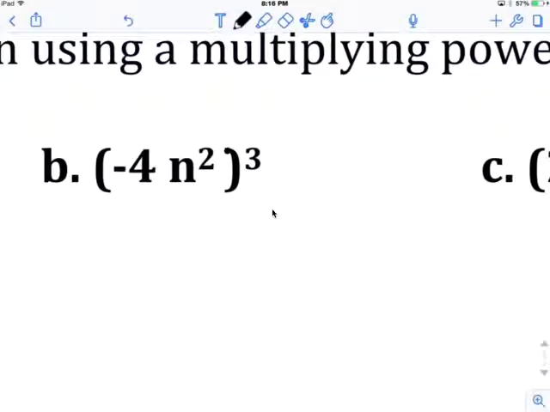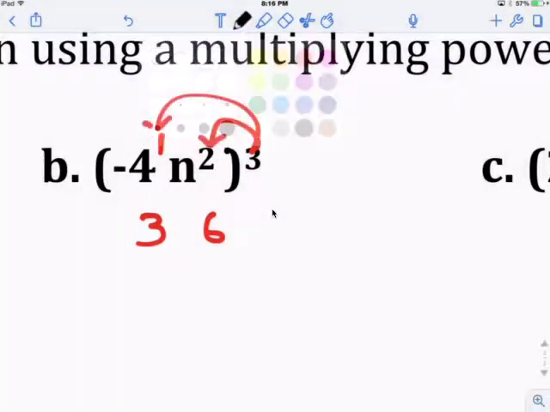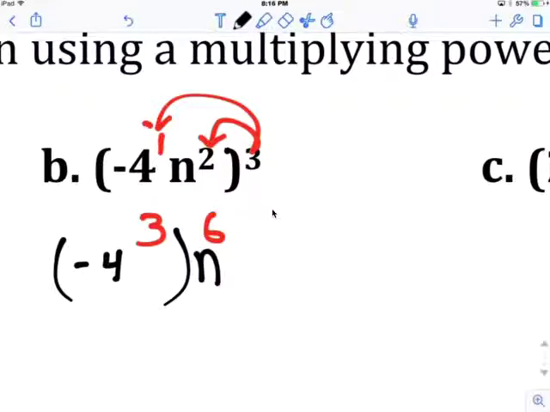Parentheses, you distribute, and everything inside gets an exponent. Well, if there isn't one, put a 1 there. That gets you a 6. That gets you a 3. Everything stays the same. -4. Put that in parentheses because it's a negative number. N to the 6.